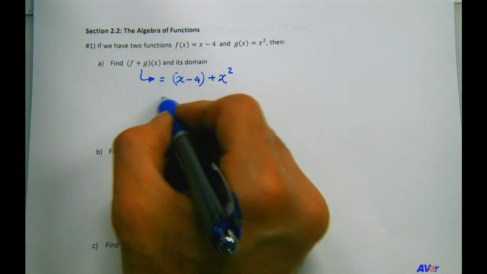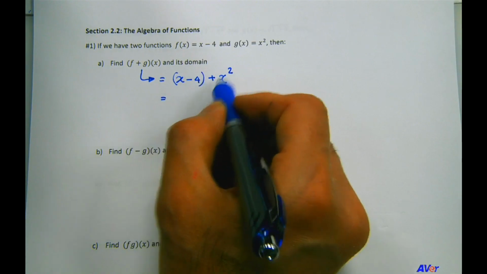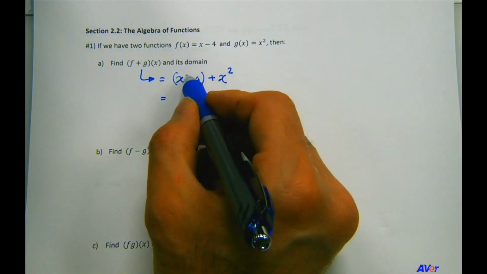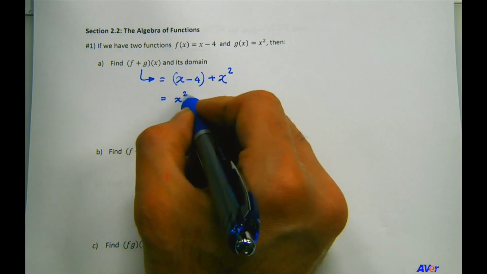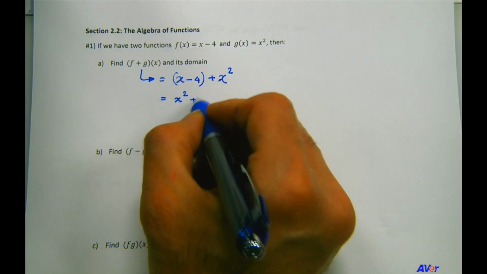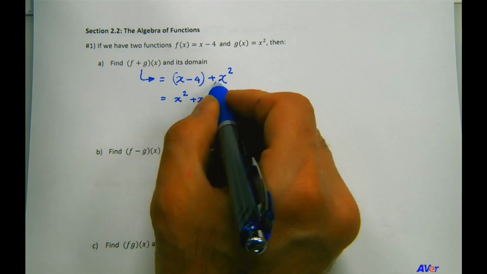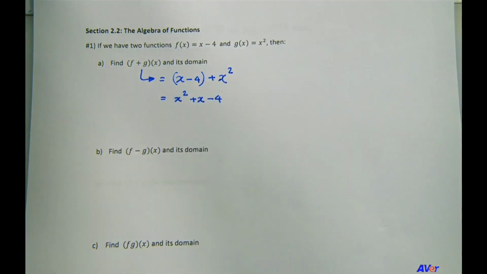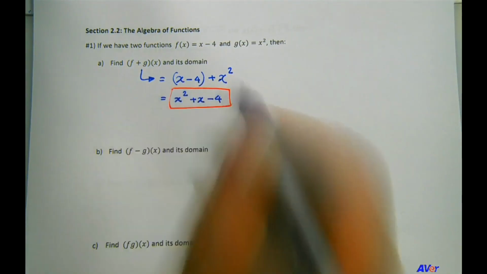So this results in, I'd like to put my answers such that the powers are arranged in the descending order. So I'm going to put x squared first, then x, and lastly the constant. So this expression is really identical to that, but the terms are arranged differently in this order.